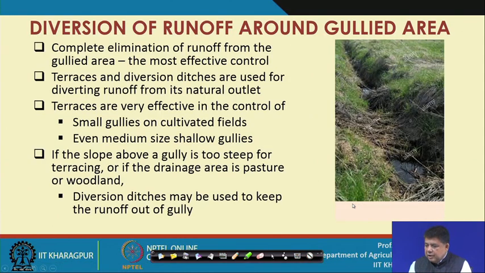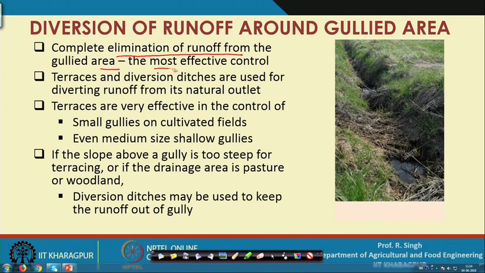Then next is diversion of gully runoff around the gullied area. So, complete elimination of runoff from the gullied area is of course the most effective control. Just now we saw that if we can retain everything within the gully area, then there is nothing like that. But if it is not possible, then the other alternative is to divert the runoff around the gullied area, and for that terraces and diversion ditches can be used for diverting runoff from its natural outlet. And terraces are very effective in control of small gullies on cultivated fields or even medium size shallow gullies.